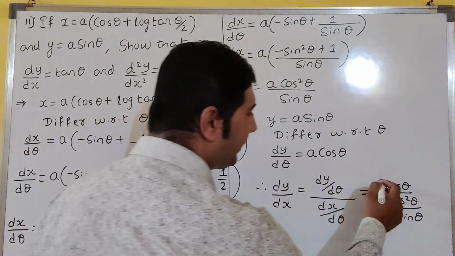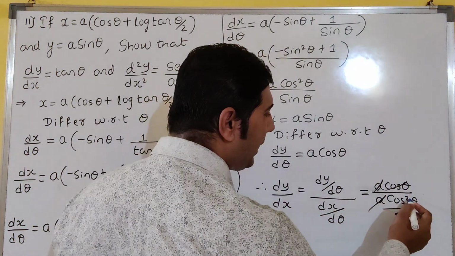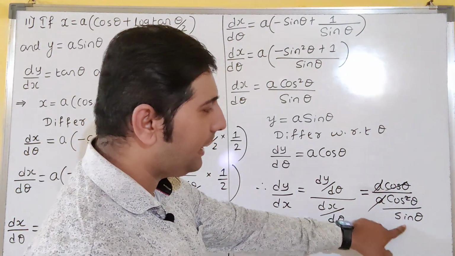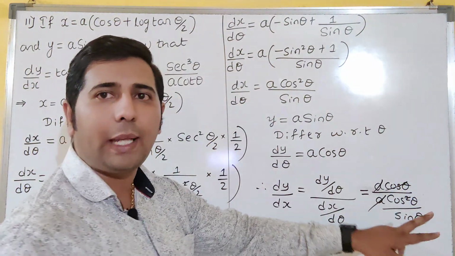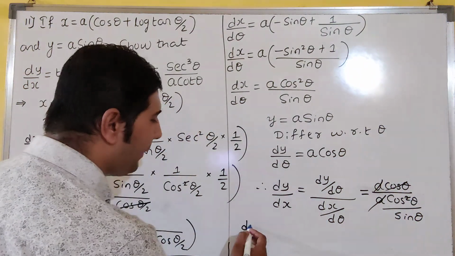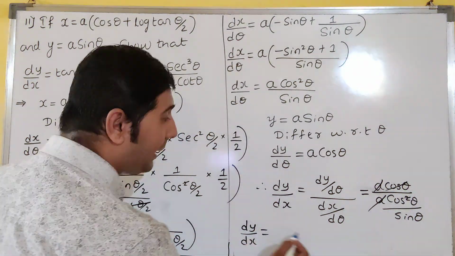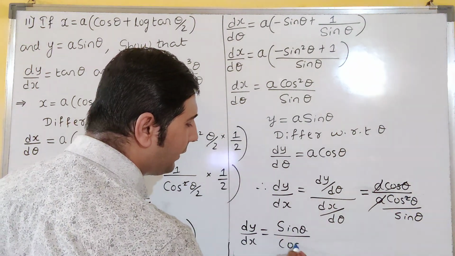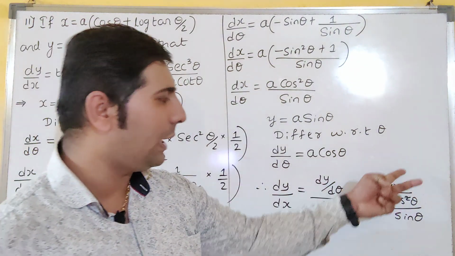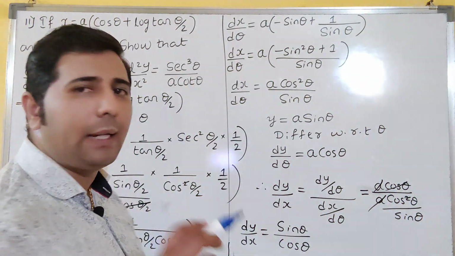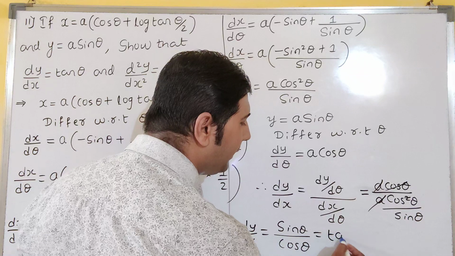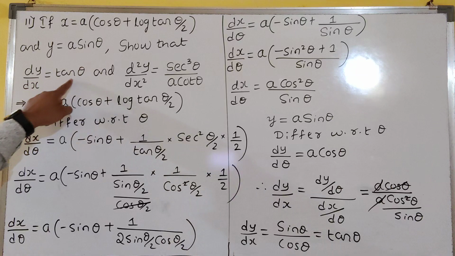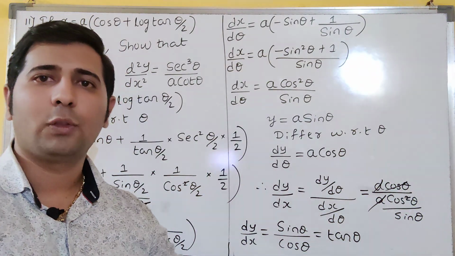Clear? So one cos theta get cancelled. So what is remaining now? Cos theta by sin theta. Here nothing is there means 1. If you take reciprocal, dy by dx will become sin theta by cos theta, dear students. This will get reciprocal, it will become sin by cos. Sin by cos is what, dear students? That is tan theta. You can see I had proved dy by dx is equal to tan theta. So please copy this.